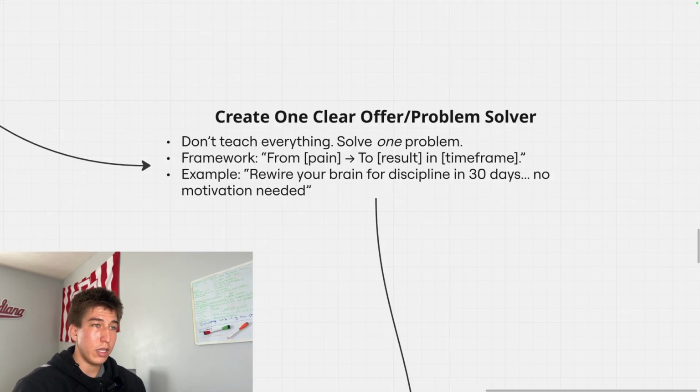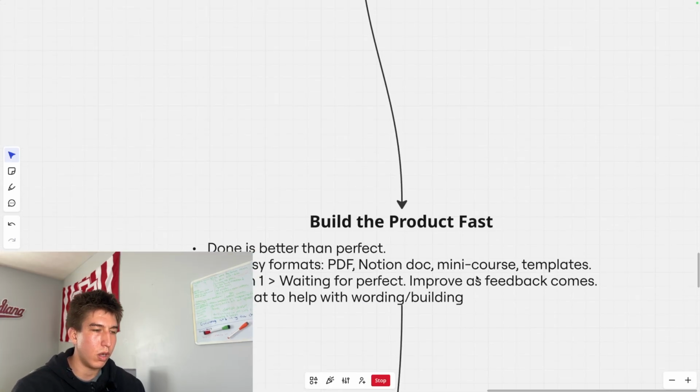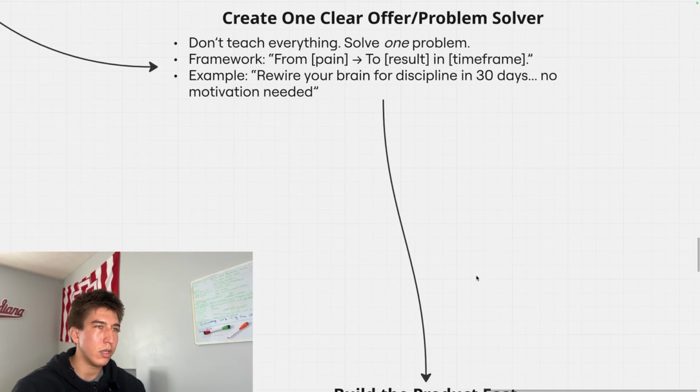Someone that's been trying to rewire their brain, someone that's been trying to get discipline for months now and just keeps scrolling and they're not able to do it. Well, they come across this guide on how to rewire their brain for discipline. They follow this page that's all on discipline. Chances are, oh, I can do it in 30 days. They're probably going to convert. So one clear problem, one clear way to solve it.